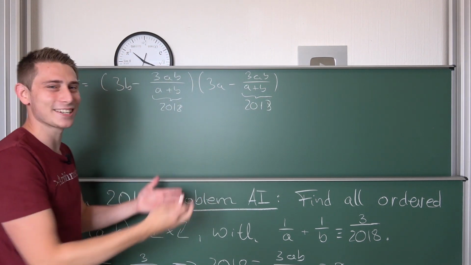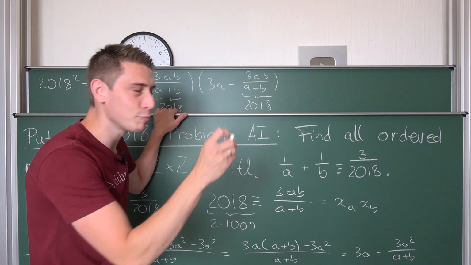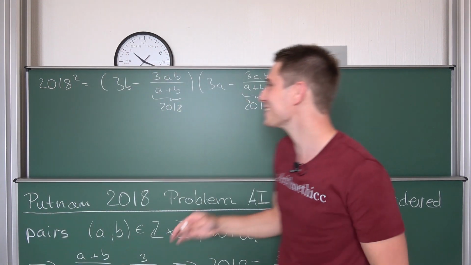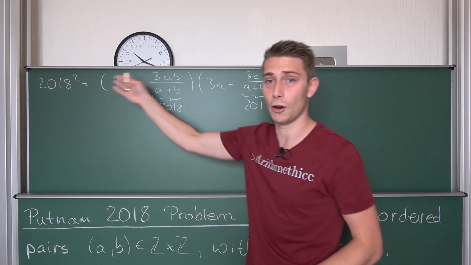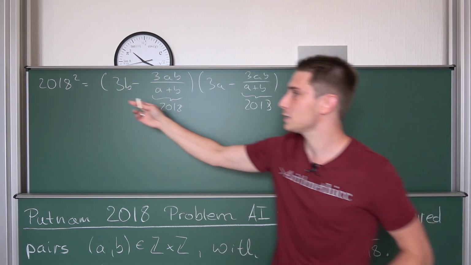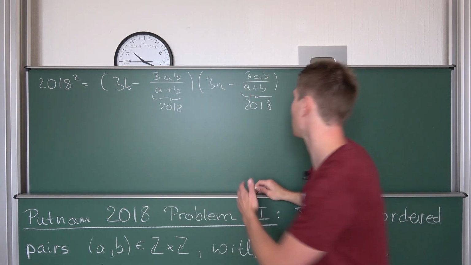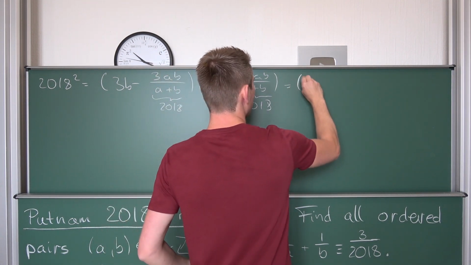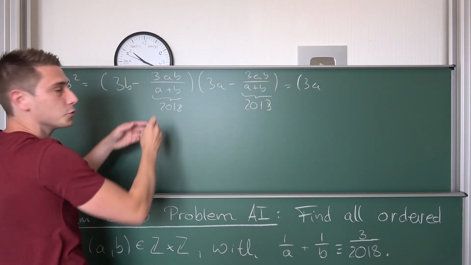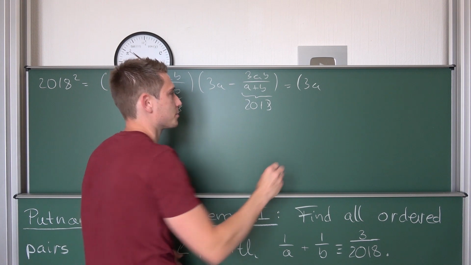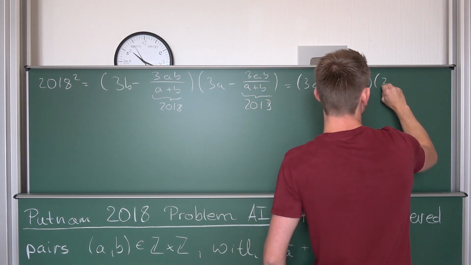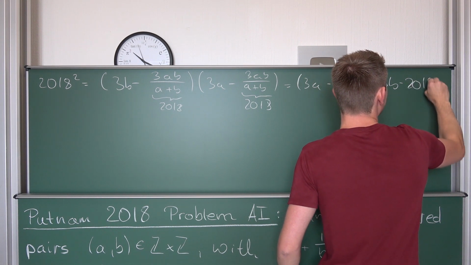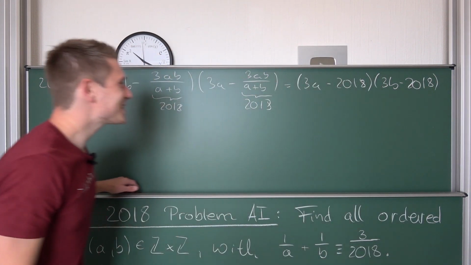I am so excited because this is so cool. This kind of polynomial division turned out so nicely. It just turned this thing into two factors that we can make use of when decomposing it into a multiplication of prime factors, so prime product. So this is nothing but 3a, okay, multiplication is commutative, I'm going to use a before b just because, minus 2018 times 3b minus 2018. This is so good.